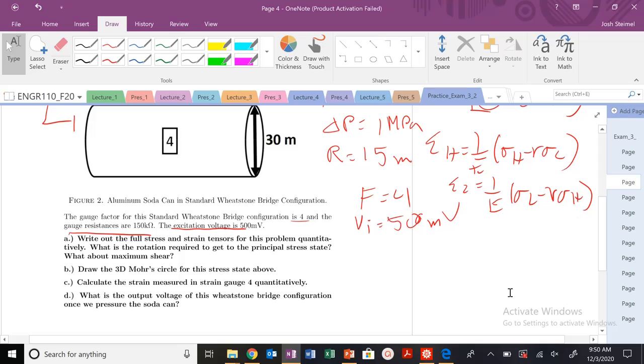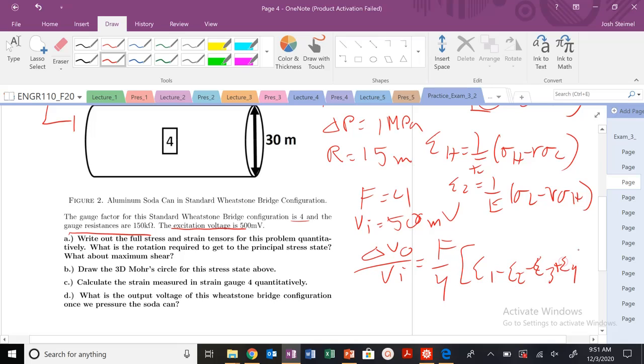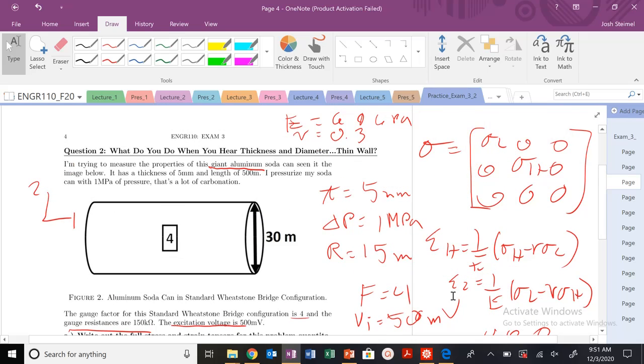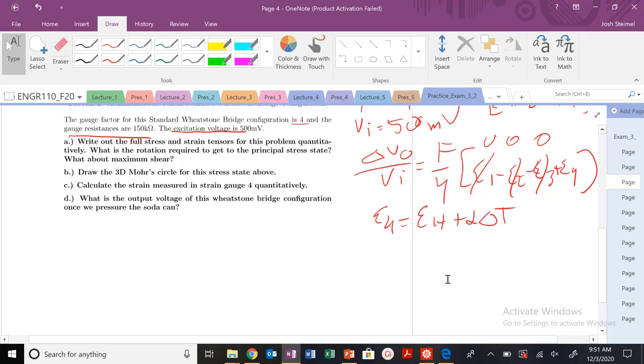Now, what other information are we given? Are we given a shunt? No, so I know that I'm going to use this expression: the output voltage equals V over 4 times epsilon 1 minus epsilon 2 minus epsilon 3 plus epsilon 4. I only have one strain gauge, so the others are all 0, and my epsilon 4 is going to be equal to the hoop strain plus alpha delta T. You have to write this expression and consider the thermal contribution. However, there's no information in this problem about a change in temperature or an alpha. So if there's no change in temperature, this is going to be equal to 0.